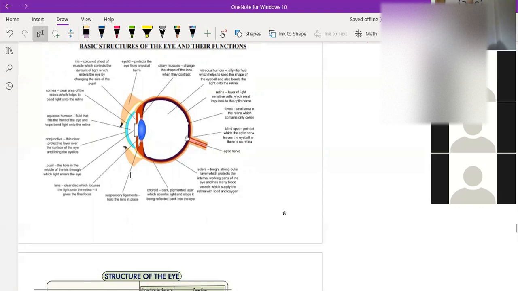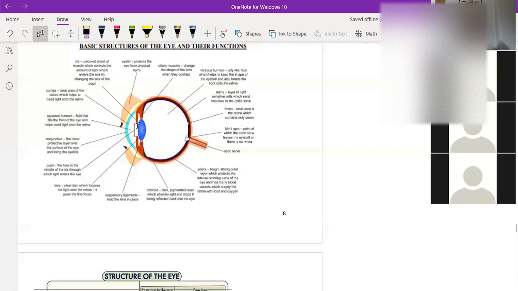Another word that we come across is accommodation. Know about the chamber in front of the lens, the anterior chamber. It contains what they call the aqueous humor, right here. So it's a fluid in front of the eye. It helps to bend light onto the retina. Then at the back of the lens is the posterior chamber. It contains what we call the vitreous humor right here. That one is like jelly. It helps to keep the shape of the eyeball. It also helps to bend light.